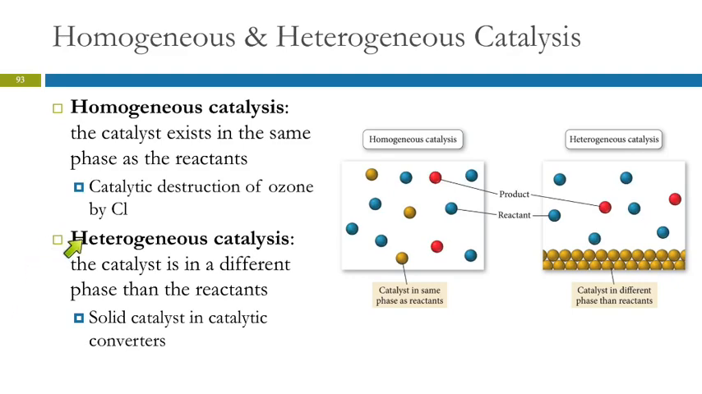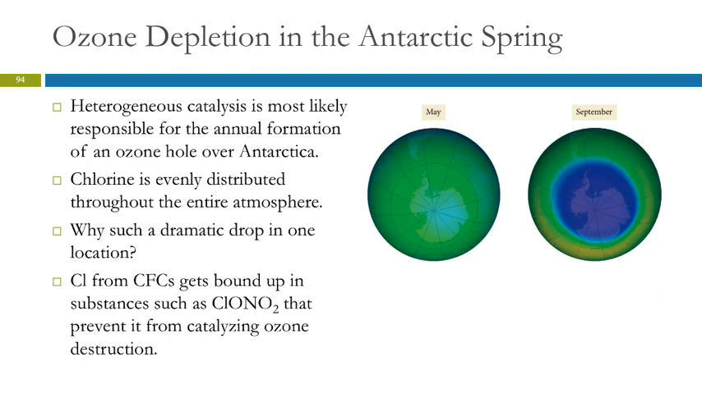We also have heterogeneous catalysts, hetero meaning different. Here we have the catalyst in a different phase than the reactants. So in our catalytic converter, the catalyst was a solid, and the reactants, again, are gases passing through the catalytic converter. So that's called heterogeneous catalysis. This is interesting. I'm not going to test you on this.